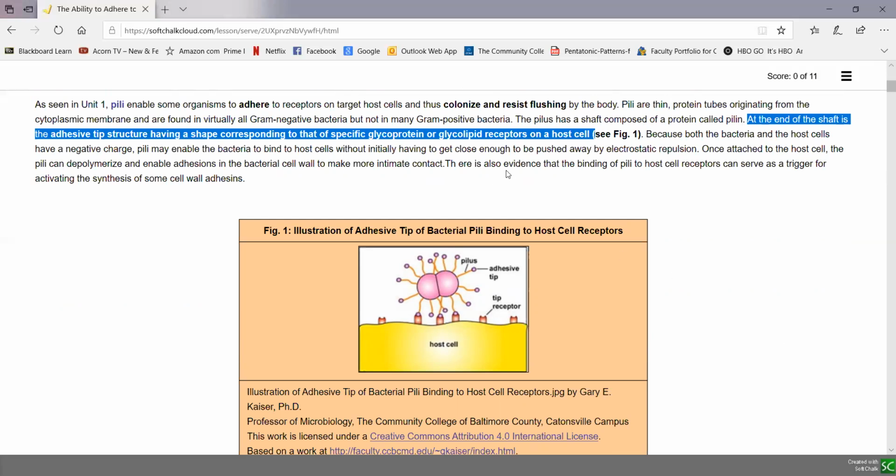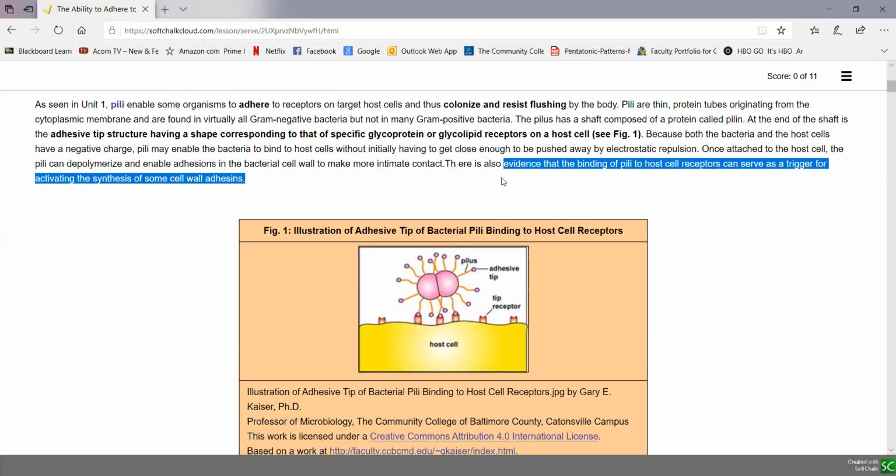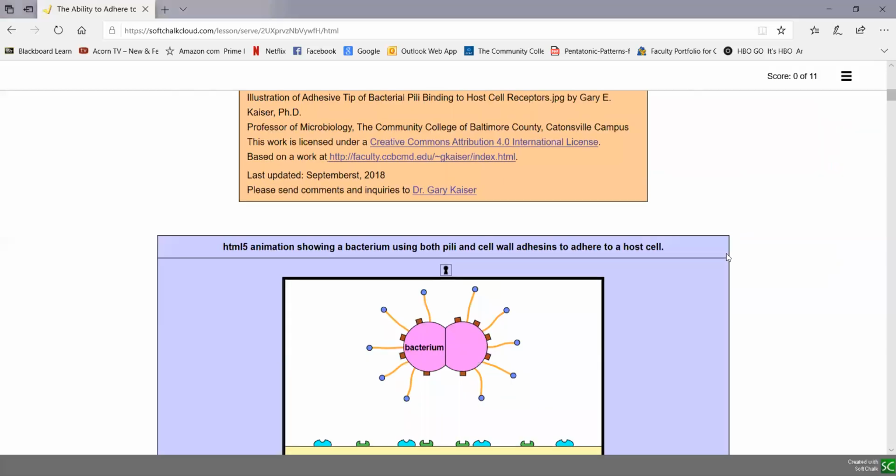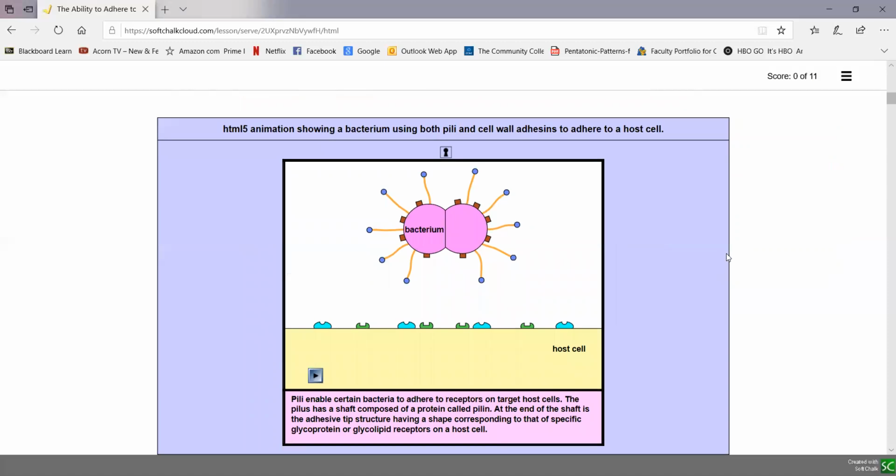Now, there's also pretty good evidence that the binding of pili to a host cell can serve as a trigger for then activating the synthesis of some cell wall adhesins. So often the pili play a role in adhesin production as well. And this is an animation we showed you back in Unit 1, of how most gram-negatives first use pili and then cell wall adhesins to adhere to receptors on the surface of host cells. This represents Neisseria gonorrhoeae, which uses both type 4 pili and adhesins to attach.